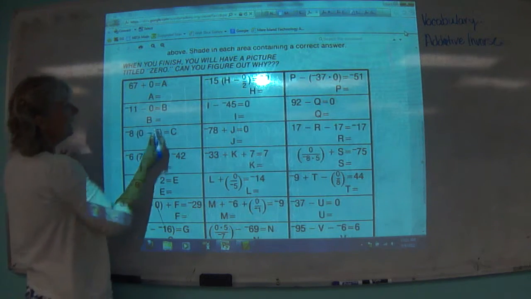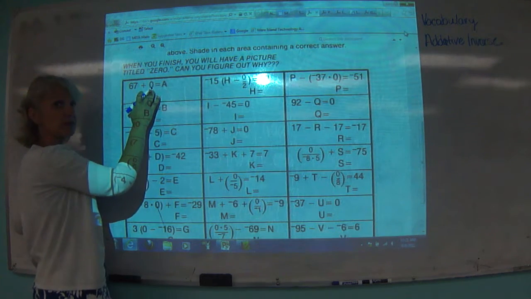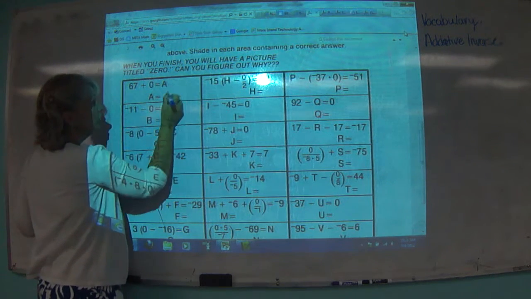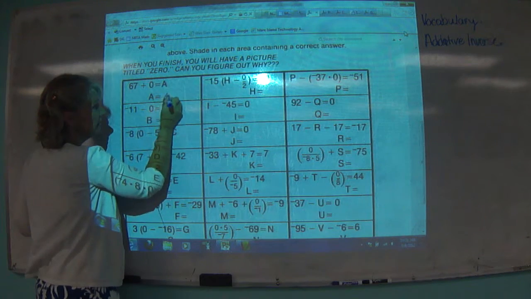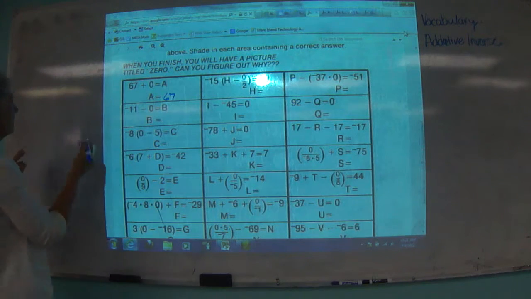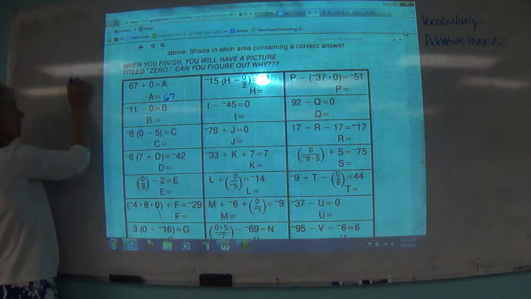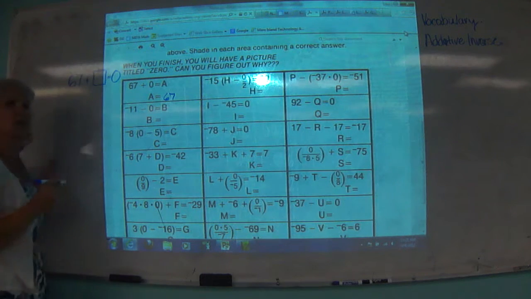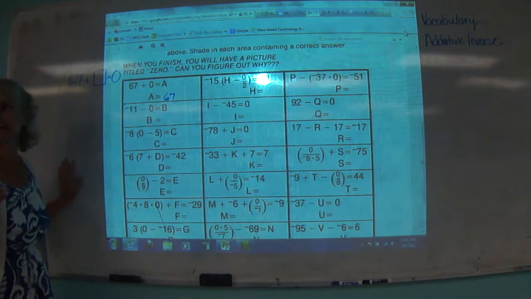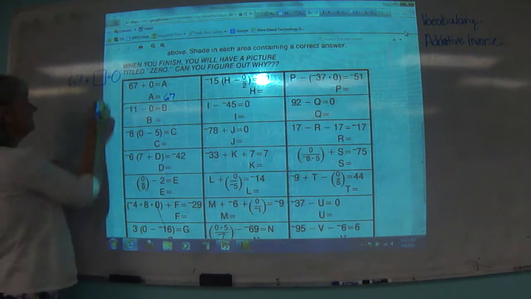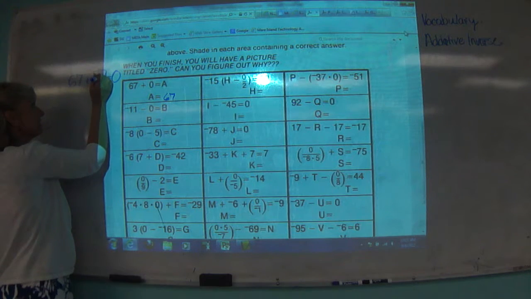67. So when you add 0 to something, you wind up with the same number. You get A equals 67. Now, if you had that same 67, and you wanted to add something to it and wind up with an answer that was 0, what would you have to add? Negative 67, or its opposite.